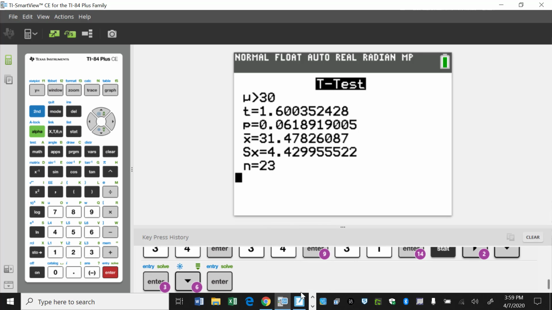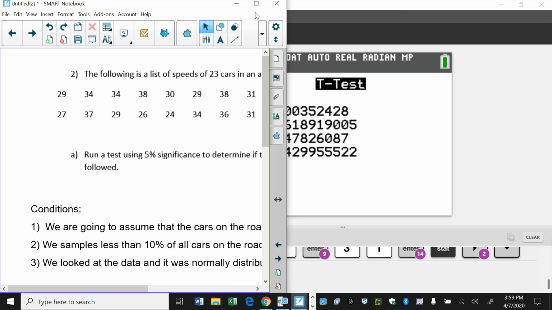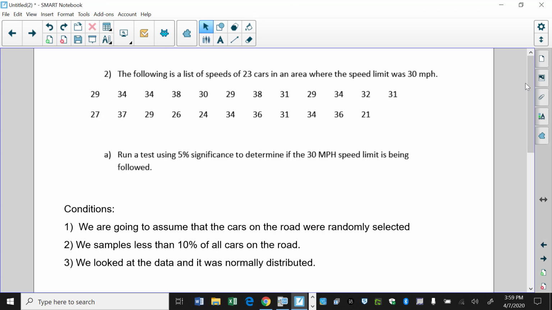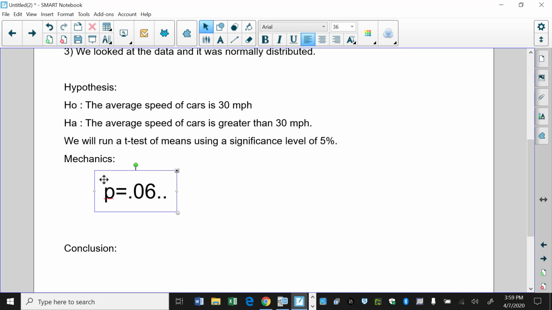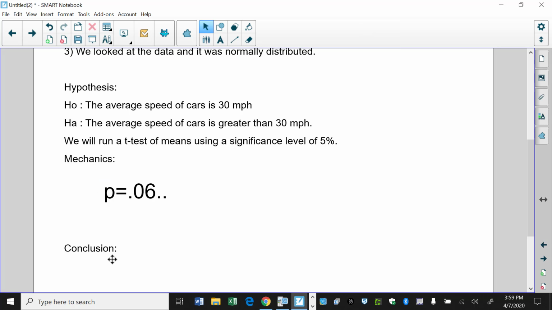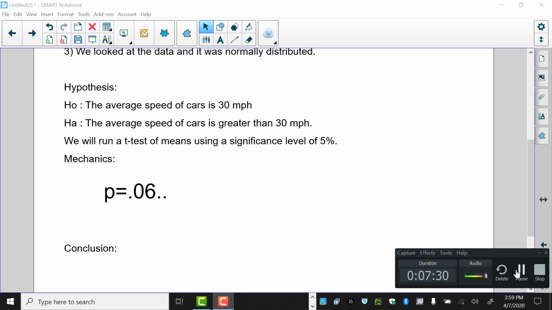So this information you'd want to take down into your mechanics section. And again, we have a p-value equal to 0.06 and all the other information you want to enter there. So what can we draw for a conclusion? Pause the video, see if you can put the conclusion.